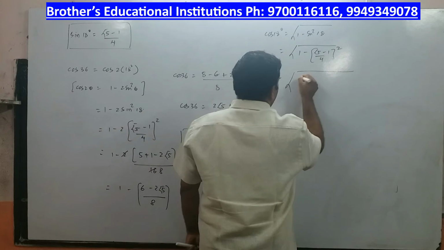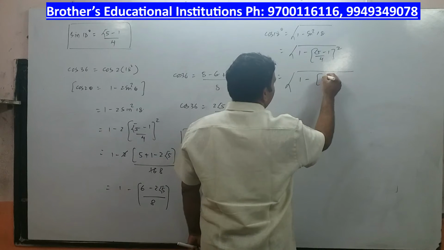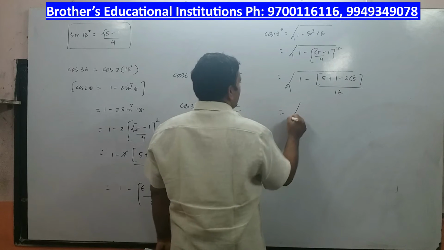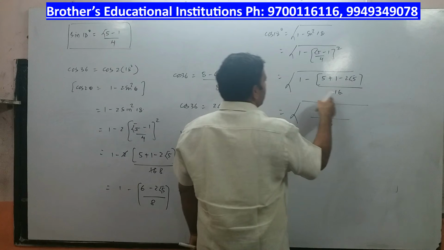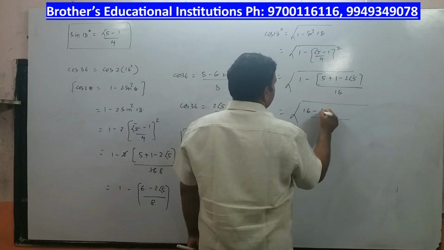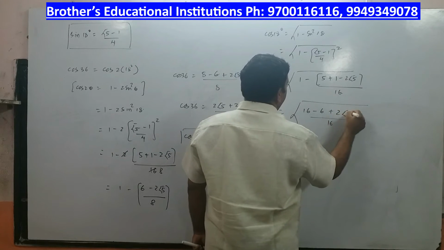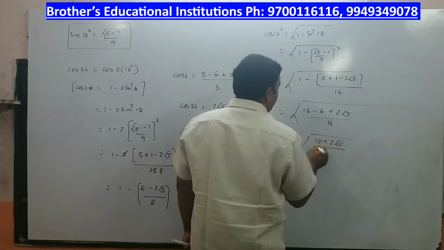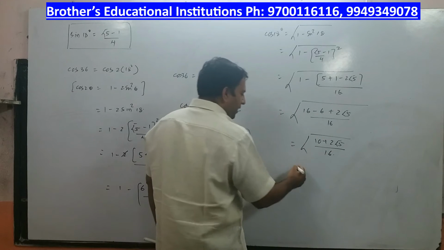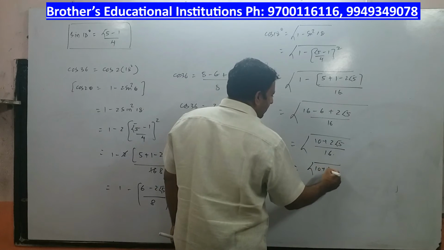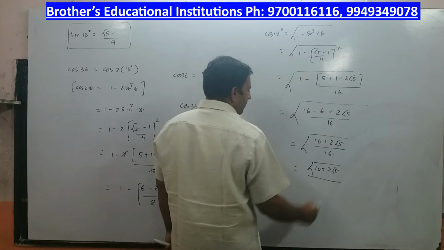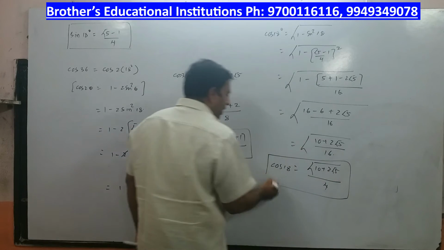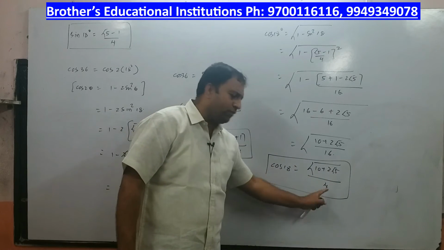So it is under root of 1 minus, what is (a minus b) whole square? a square plus b square minus 2ab, by 4 square 16. Under root of 16 ones are 16, 5 plus 1 is 6, minus minus plus 2 root 5. 16 minus 6 is what? 10. 10 plus 2 root 5 by 16. Now I can remove the square root here and in the numerator I will put root, and it is 10 plus 2 root 5 by, what is square root of 16? 4. So now we have cos 18 degrees value is equal to under root of 10 plus 2 root 5 by 4.